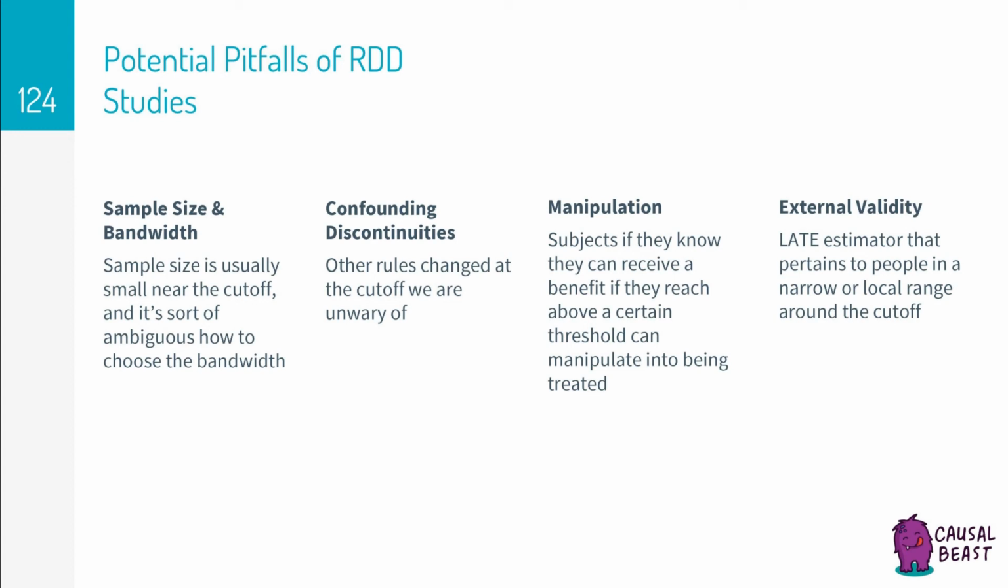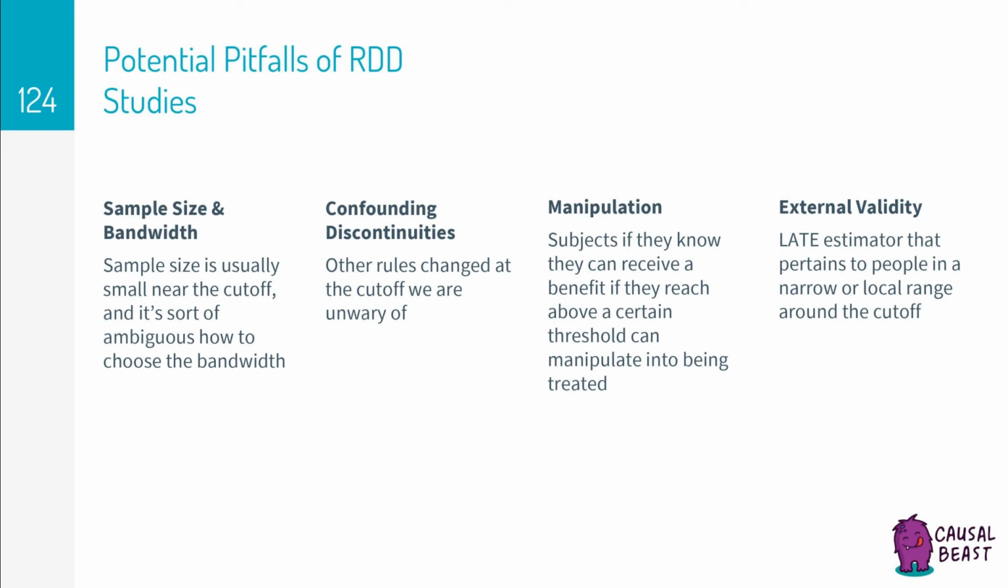The second problem is that there may be other rule changes happening at or near the same threshold. Referring to Thistlethwaite and Campbell's study, if students who get a score above the threshold get a scholarship, and on top of that receive other benefits, like the chance to study abroad or apply to fellowships, the effect we would estimate would be the combined causal effect of getting the scholarship, the chance to study abroad, and applying to fellowships, and not simply the causal effect of receiving the scholarship alone.